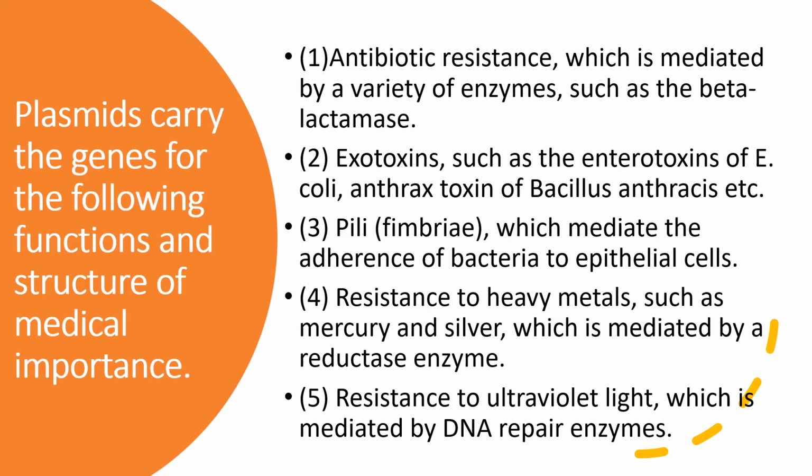Plasmids carry the genes for the following functions and structures of medical importance. First is antibiotic resistance, which is mediated by a variety of enzymes such as beta-lactamase. Next is exotoxins, for example enterotoxin of E. coli and anthrax toxin of Bacillus anthracis. Pili or fimbriae, which mediate the adherence of bacteria to epithelial cells. Resistance to heavy metals, for example mercury and silver, which is mediated by reductase enzyme. Resistance to UV light, which is mediated by DNA repair enzymes.